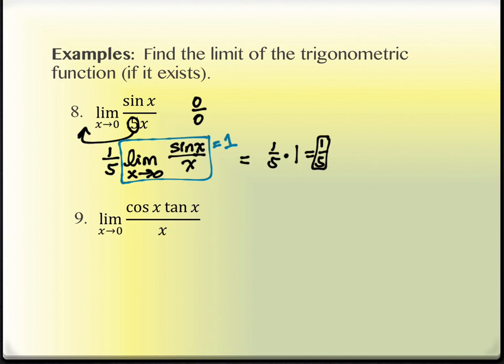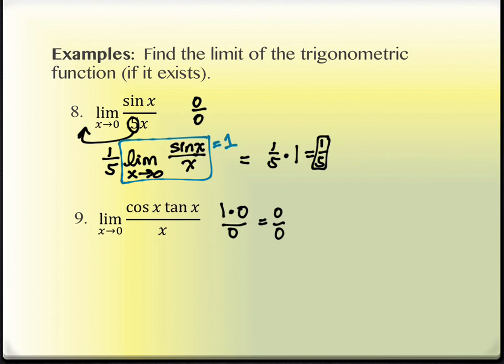So number 9, clearly, if I put 0 in the denominator, I get 0. What if I put 0 in the numerator? What is cosine of 0 times tangent of 0? Maybe let's just do all the pieces as a reminder, because that's good review. What is the cosine of 0? 1. What is the tangent of 0? Root 3? Nope. It's 0. The tangent of 0 is actually 0. So we have 1 times 0 over 0. So we really do have 0 over 0, right?